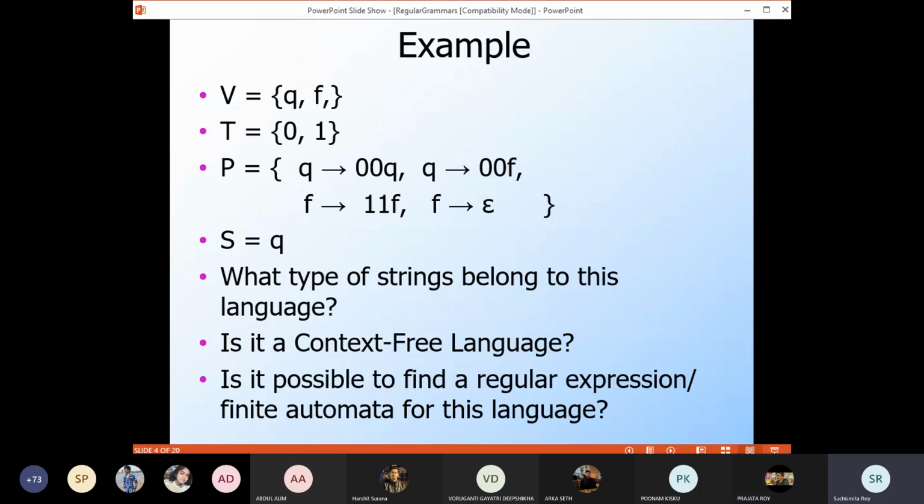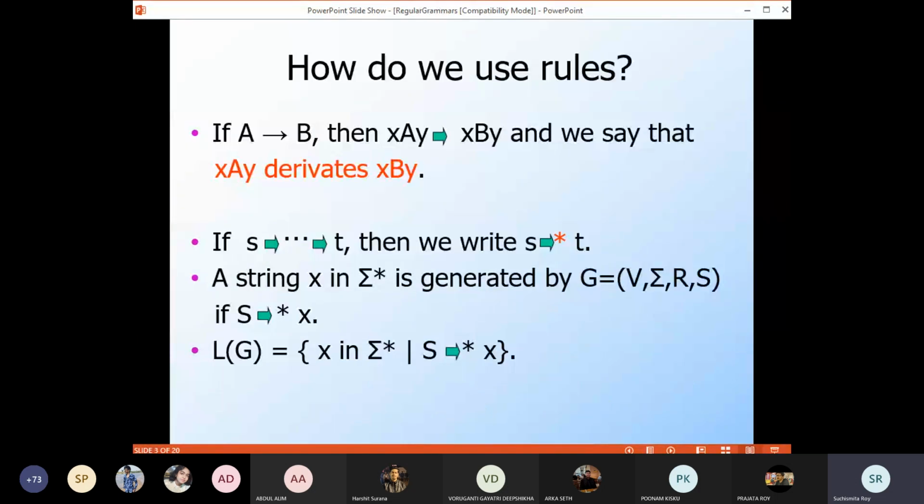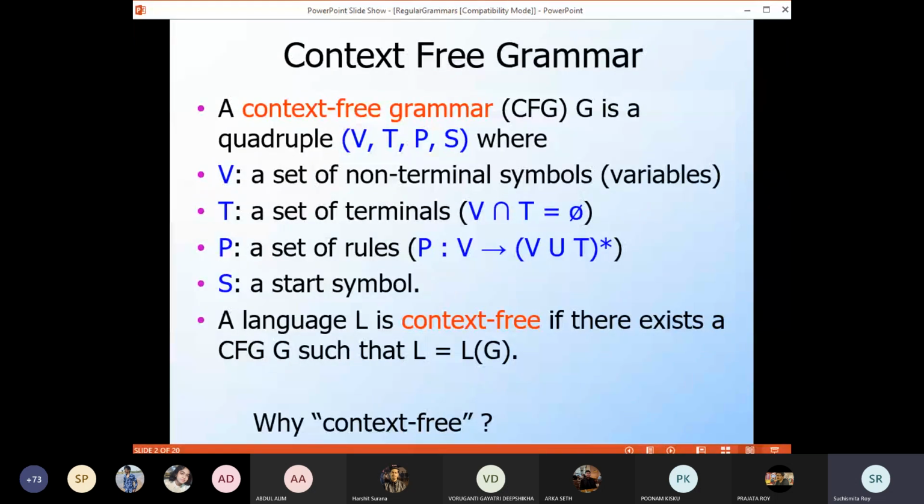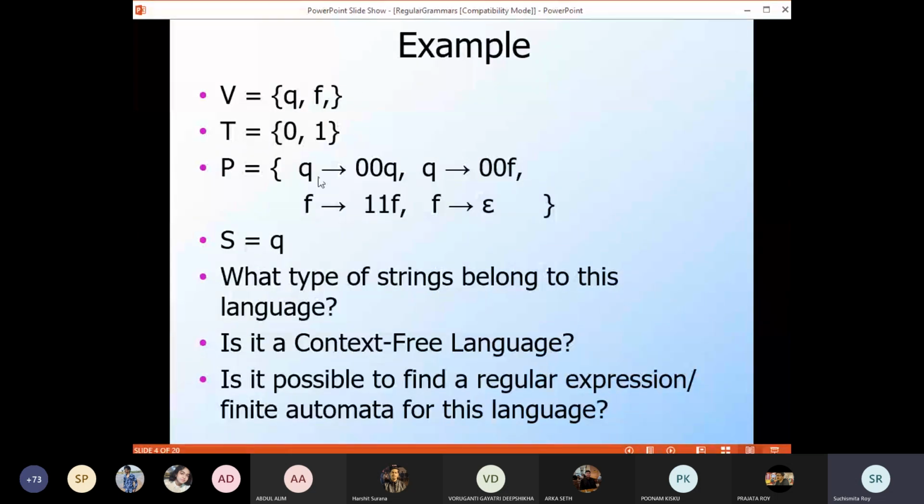The answer should be yes, it is a context-free language because it is described by a context-free grammar. That is exactly what we said in the previous slide. See, a language L is context-free if there exists a context-free grammar such that it is defined by that grammar, right? And here you can see this language we are defining by this context-free grammar.